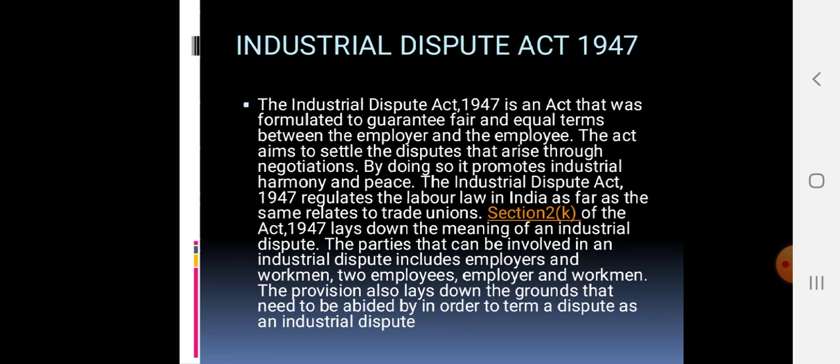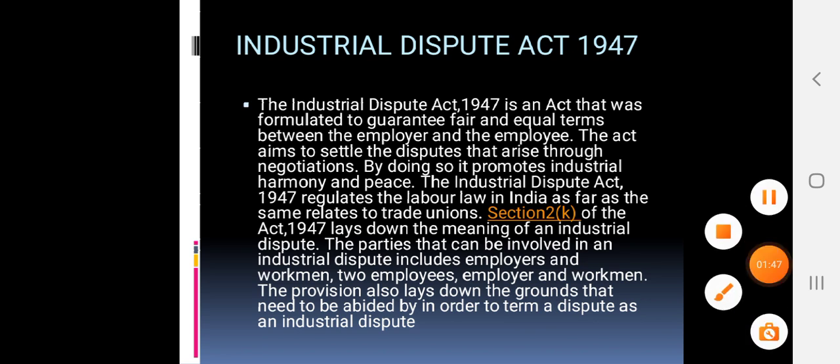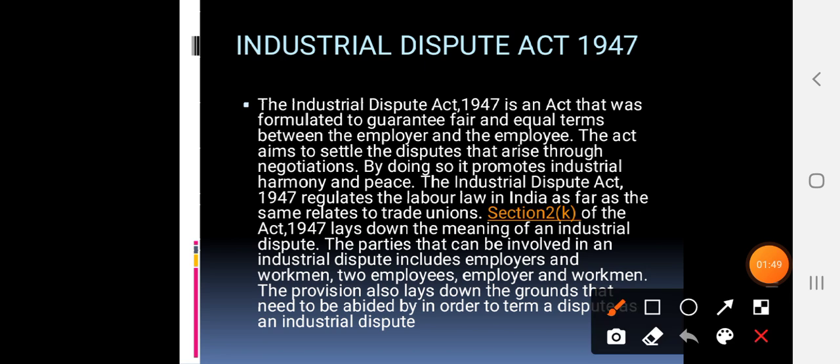Next is what is an industrial dispute. Industry means what? Let us divide this word. Industry is a group of companies doing similar kinds of business activities. And dispute is where there is a disagreement, where something has gone wrong, where people are not able to connect with each other due to some issues. So that is what an industrial dispute is.